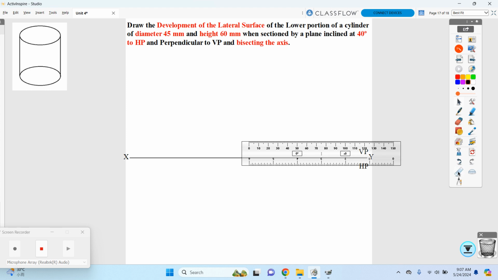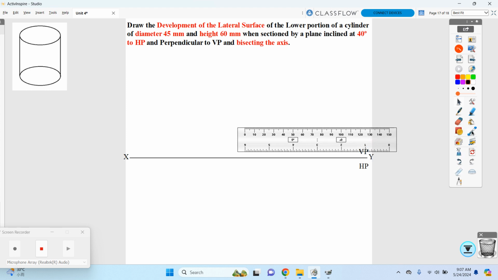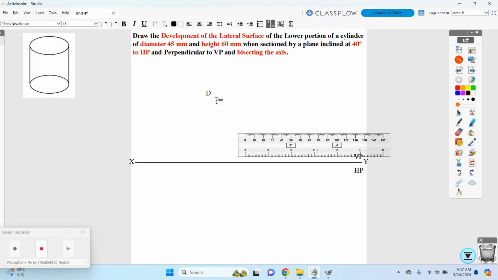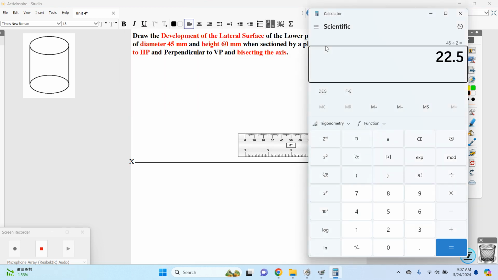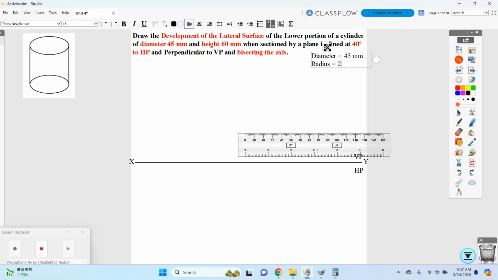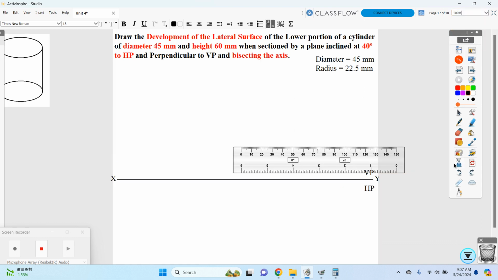That means it is more like a circular object. So now what we are going to do is consider our circle. Over here they have provided the diameter as 45 mm. Now we want to know the radius. For the radius, 45 divided by 2 is equal to 22.5 mm.